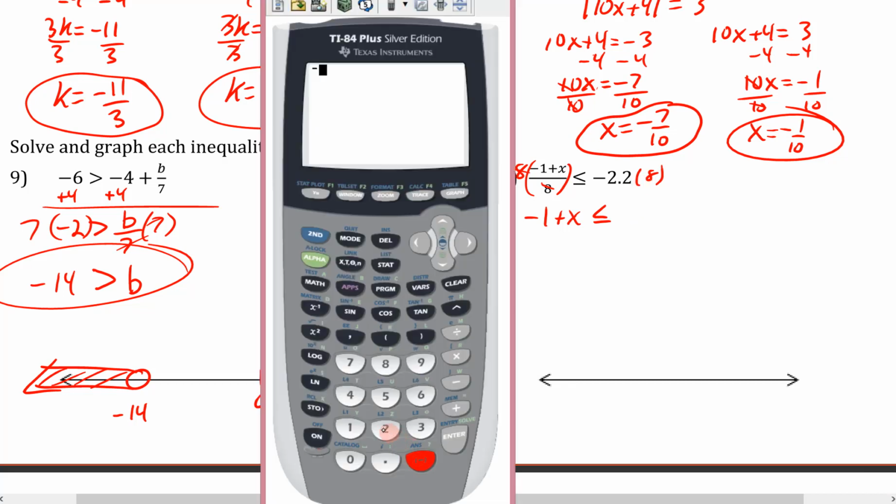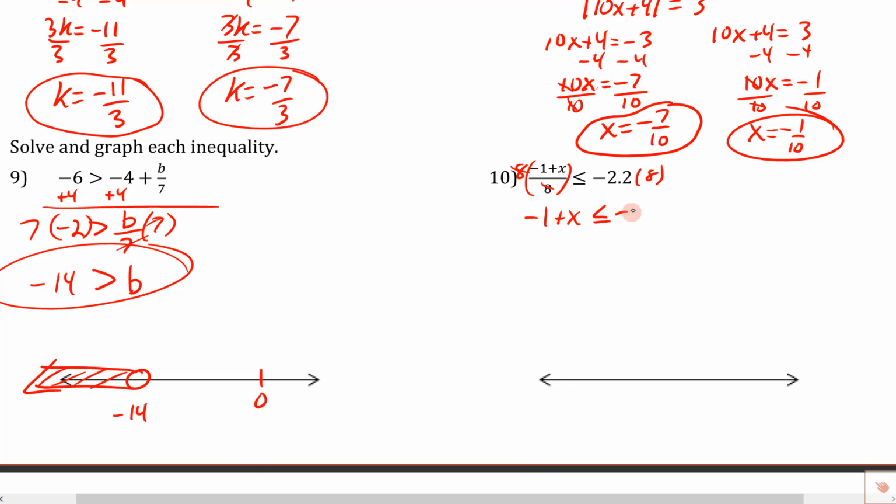We're going to have negative 2.2, and we're going to multiply by 8. You may be able to do that in your head, but let's just double check. Yep. Negative 17.6. So negative 17.6, and then we'll finish this off by adding 1 to both sides. So we end up with x. This does not change the direction of the inequality, and we end up with negative 16.6. So there's our answer, and we want to go ahead and graph that.